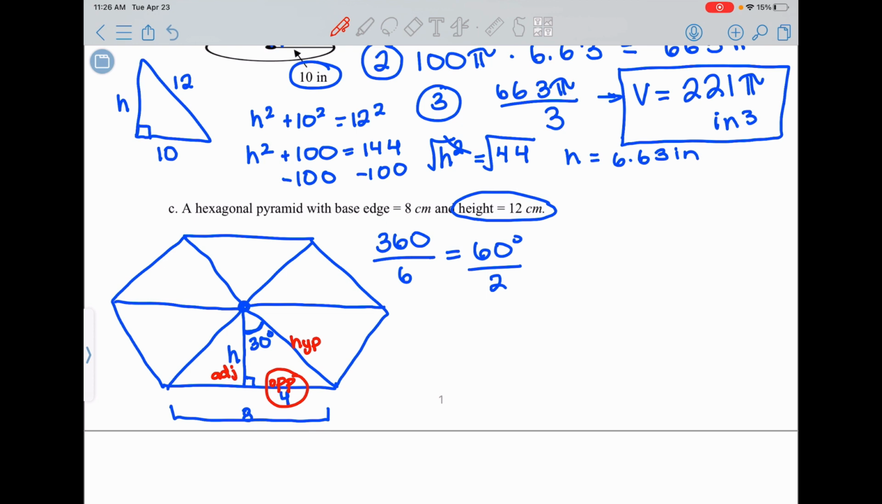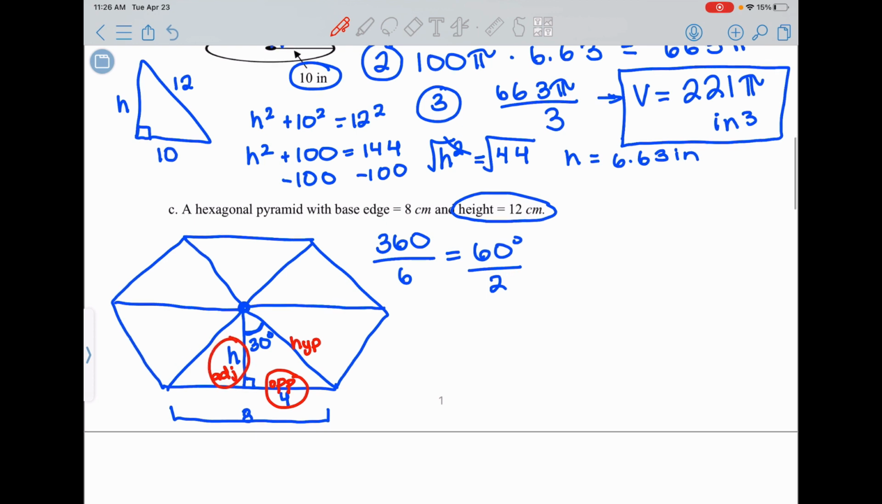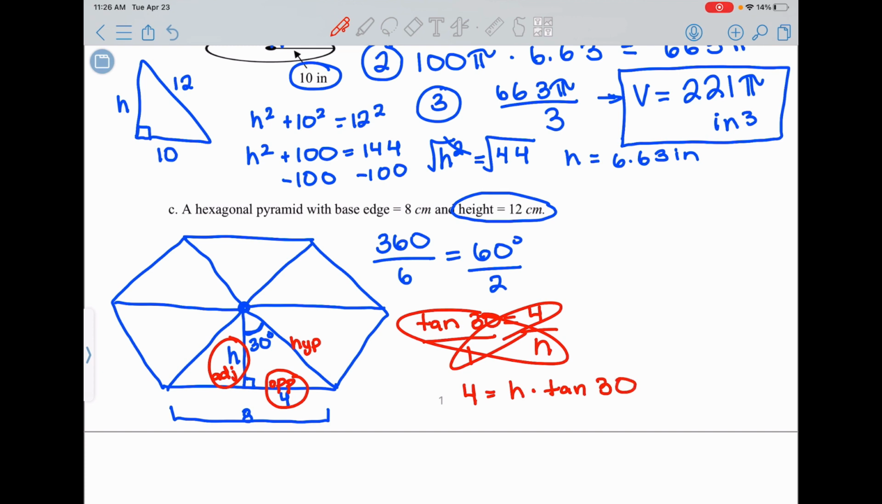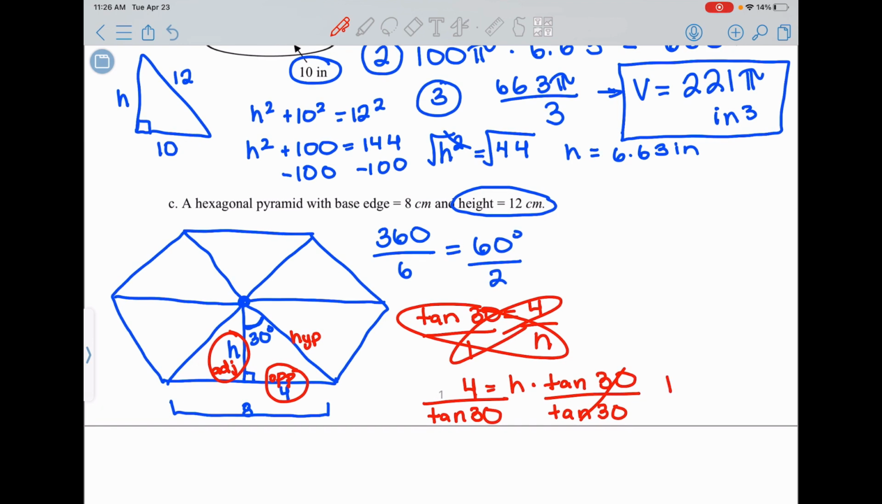It looks like I have opposite and adjacent, which would be tangent. So tangent of 30 is equal to opposite over adjacent, so 4 over h. And then I cross multiply. 4 times 1 is 4, which is equal to h times the tangent of 30. In order to get h by itself, I need to divide by the tangent of 30. Plugging this into my calculator, 4 divided by the tangent of 30 is 6.93.